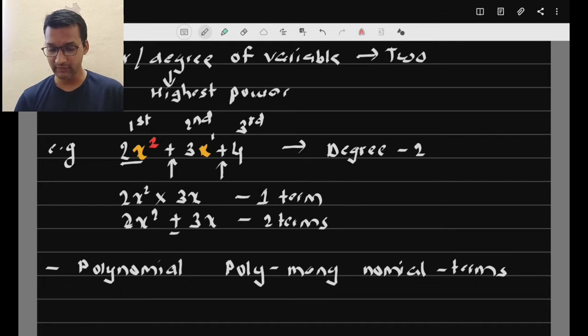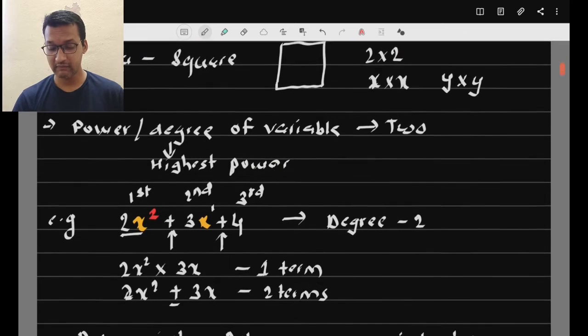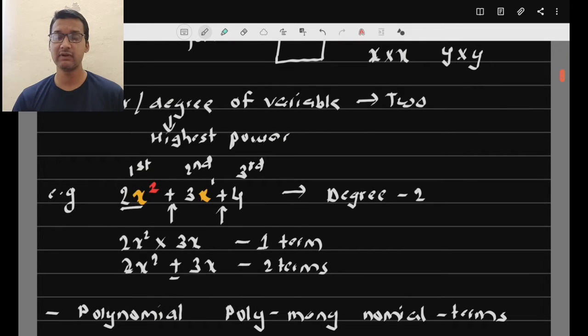Now we have understood something about the quadratic equation. We have understood the meaning of the word quad, that is square, and we have also understood that a quadratic equation is an equation in which the variable has the highest power of degree 2, and it may have 3 terms or less than 3 terms.